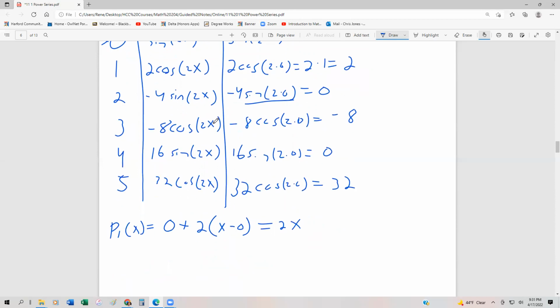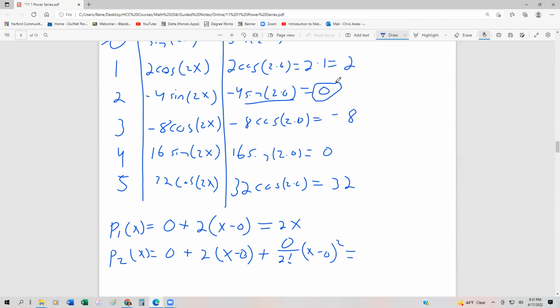For P2, that's going to be 0 plus 2 times x minus 0, plus, and then we're going to take the second derivative right here. That's going to be 0 over 2 factorial times x minus 0 squared.